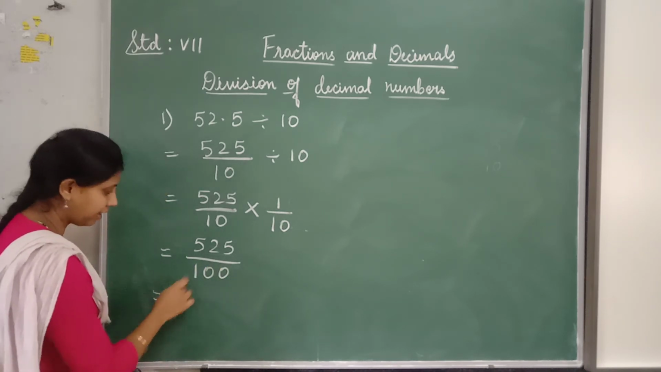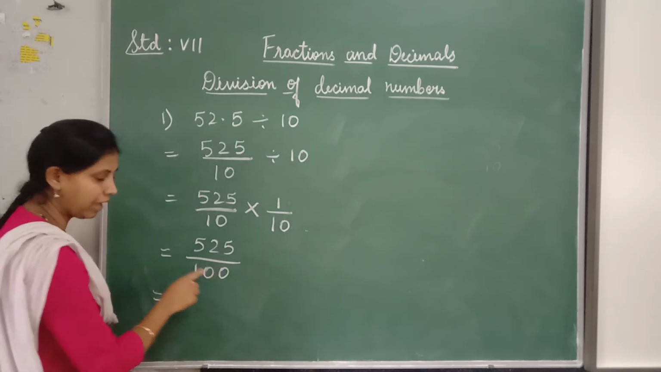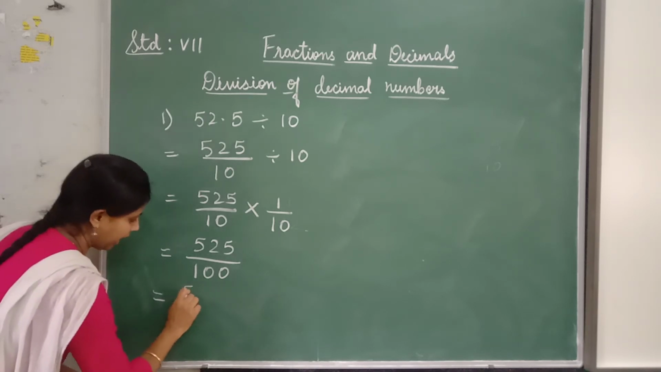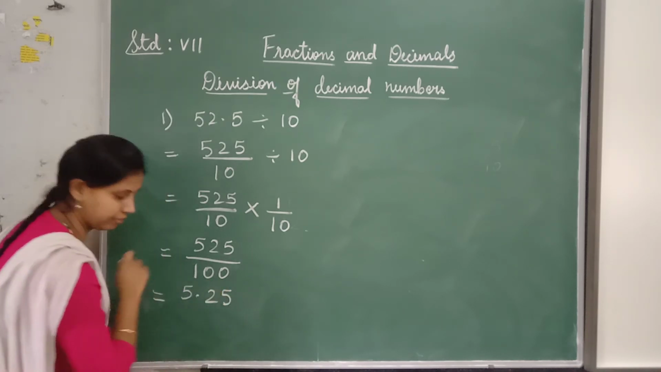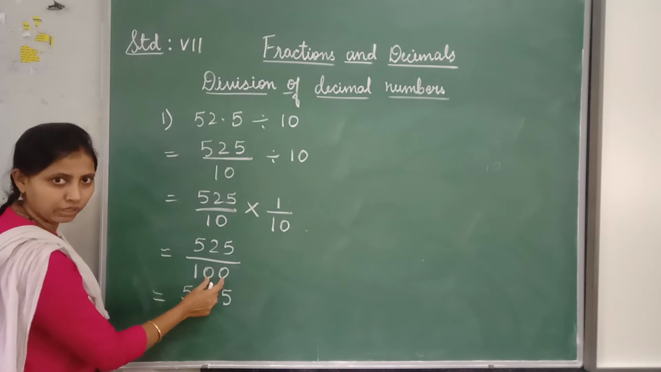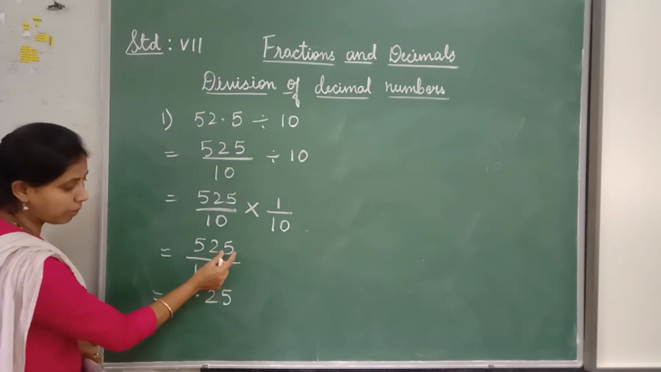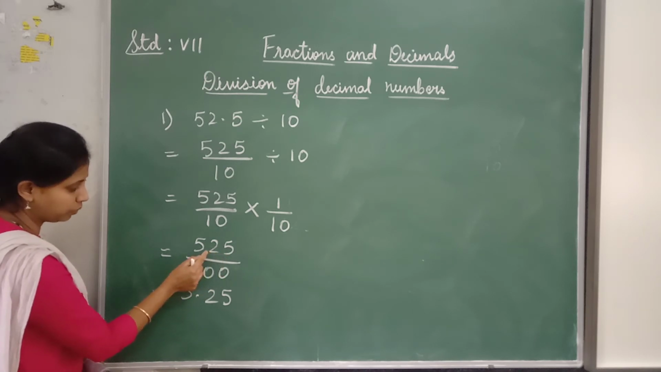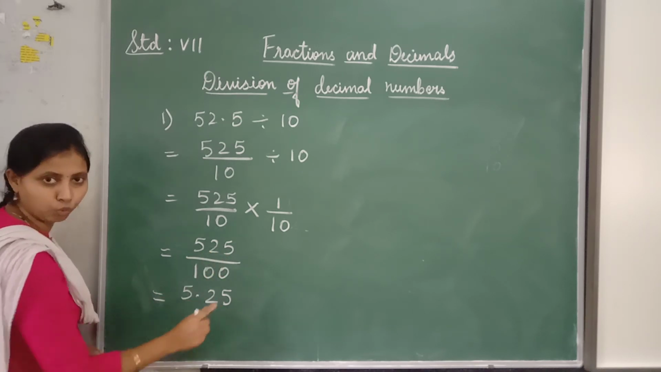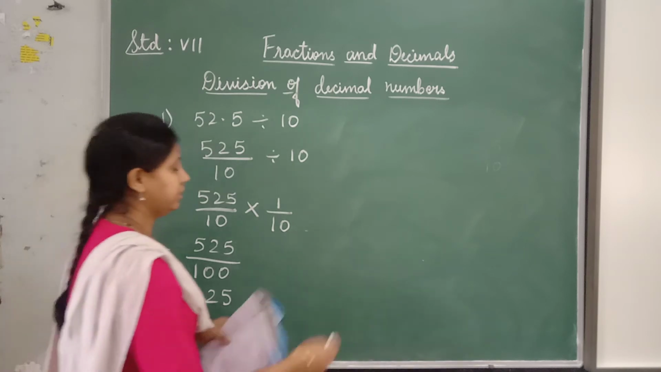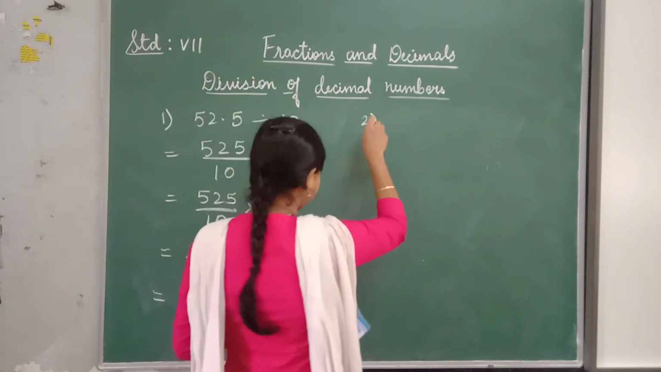Okay. Now we can write the decimal form. 525 upon 100 is nothing but 5.25. Yes, 2 zeros, so the decimal point should be placed after 2 digits from the right side. 1, 2. Here point. That is 5.25. Okay children. Yes. Let's take one more example.